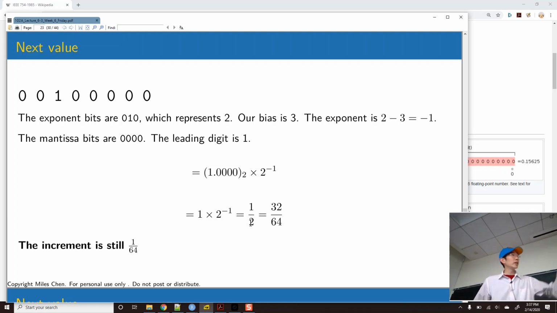All right, here's a question. What happens if I add 1 to this bit? I would have 0, 0, 1, 0, 0, 0, 0, 1. But what number is that going to represent?